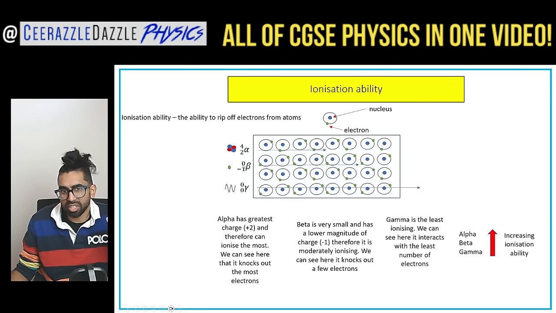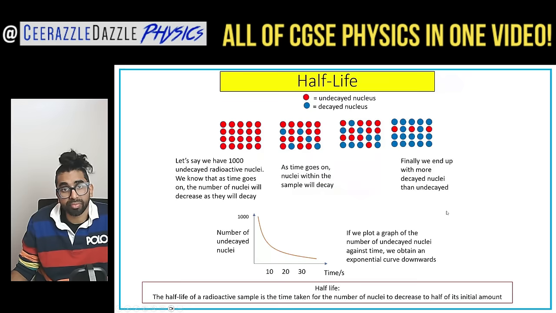Beta particle, it's only a charge of -1, so it can knock out a bit fewer than the alpha. And gamma is the least ionizing, so therefore it interacts with the least amount of electrons over here. So hopefully we can identify that alpha is the most ionizing, beta is the moderate one, and gamma is the least ionizing.